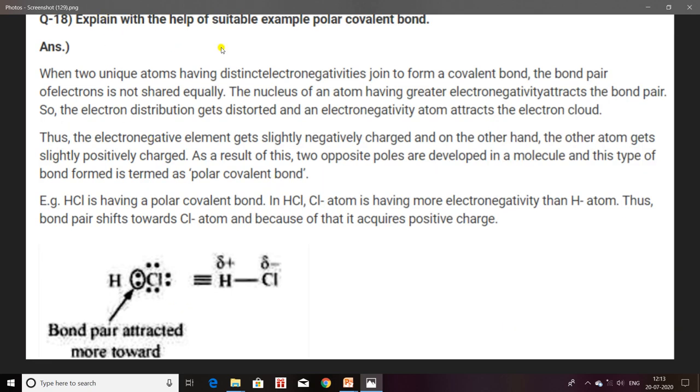Question number 18. Explain with the help of a suitable example polar covalent bond. A polar covalent bond is formed when two atoms combine together to form a covalent bond and their electronegativities are different. When their electronegativities are different, what will happen? Some partial positive and partial negative charge will appear. As you can see here, in the HCl molecule, there is an electronegativity difference. So chlorine will acquire a partial negative charge and hydrogen will acquire a partial positive charge, right? So there will be some polarity, and that is why it is known as a polar covalent bond.